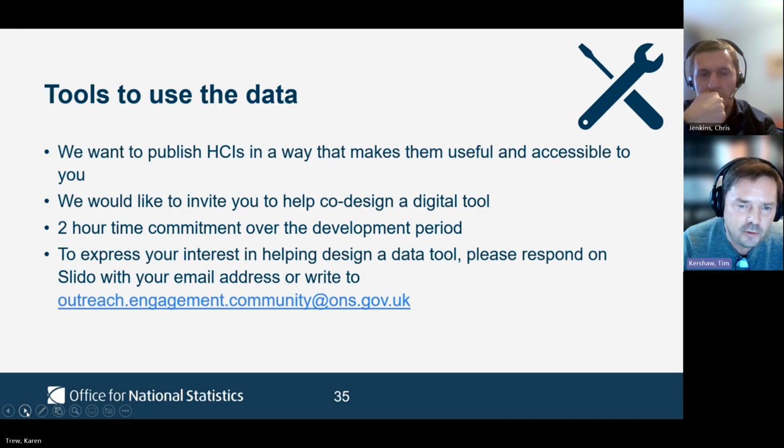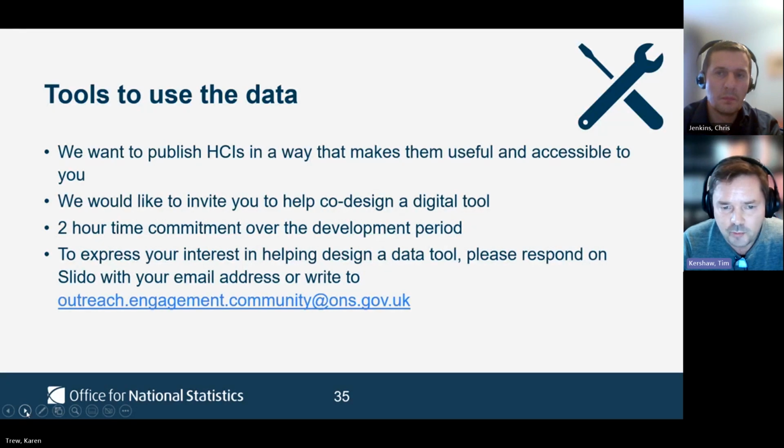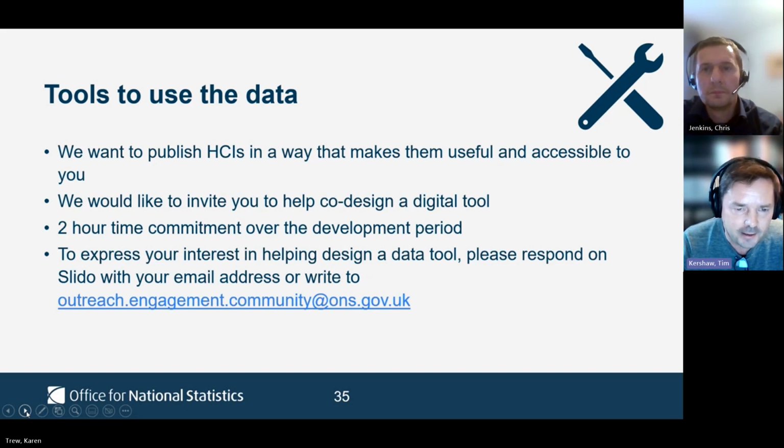From spring 2024, we aim to publish the household cost indices in a way that allows users to filter the data, make comparisons, and visualize the results. To publish the data in the way that would be most useful to you, we'd like to invite you to co-design a digital tool. This will not require a significant time commitment. We envisage around 2 hours between now and the end of February. You'll be asked to explain how you think this data may be useful to you, your interest in the data. You'll be asked to test prototypes and to provide feedback.